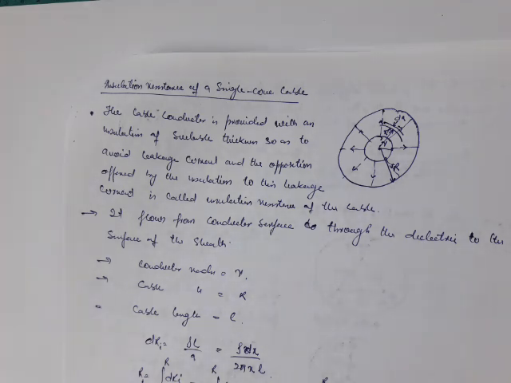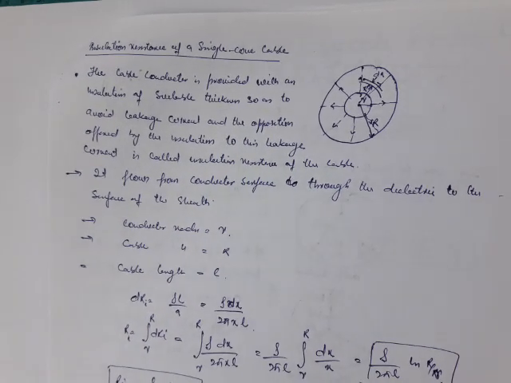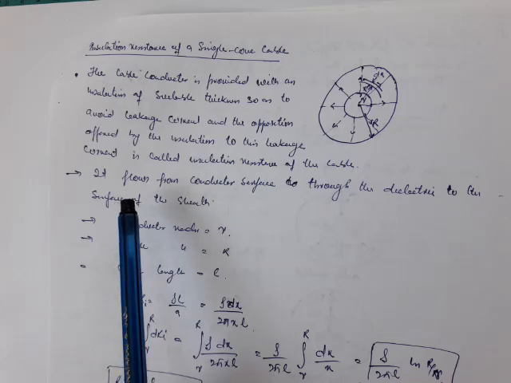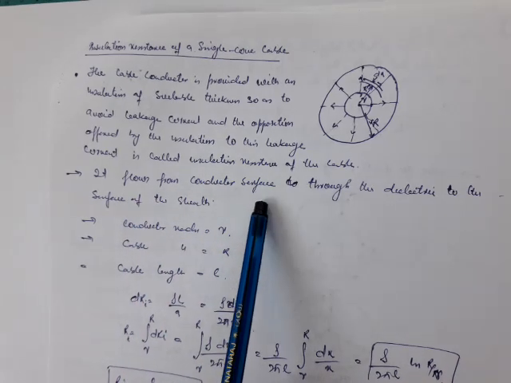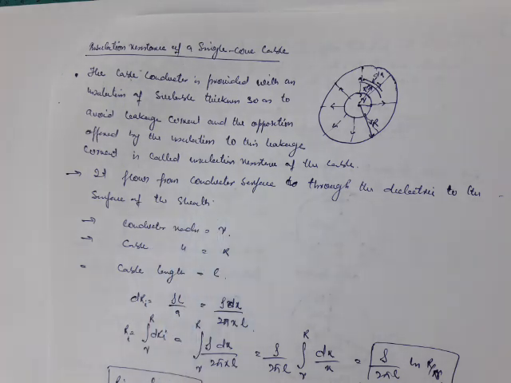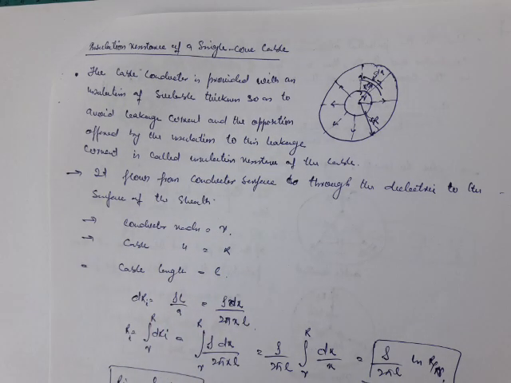The lower the value of the leakage current, the better the electric cable or insulated cable is. So we have to calculate its value. Before going to this, I will say more about this leakage current. It flows from the conductor surface through the dielectric to the surface of the sheath. So it actually flows radially outwards from the conductor to the sheath.